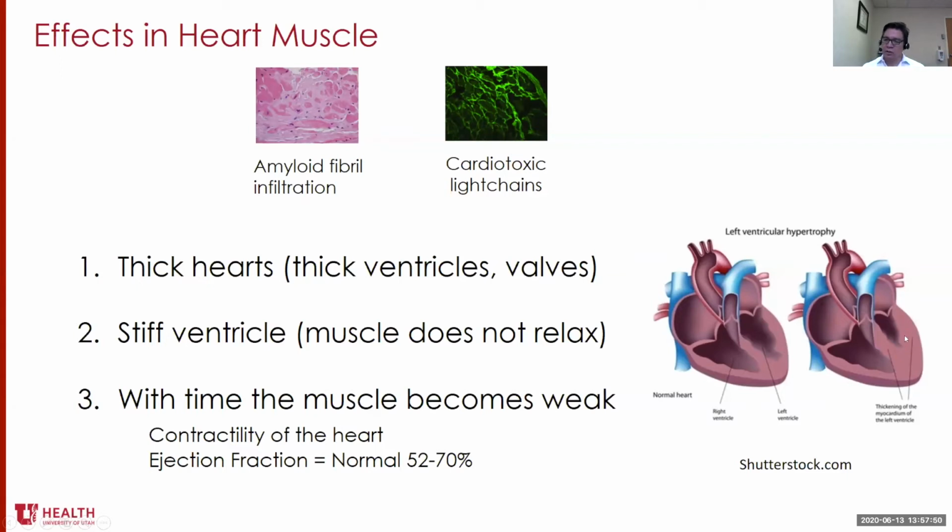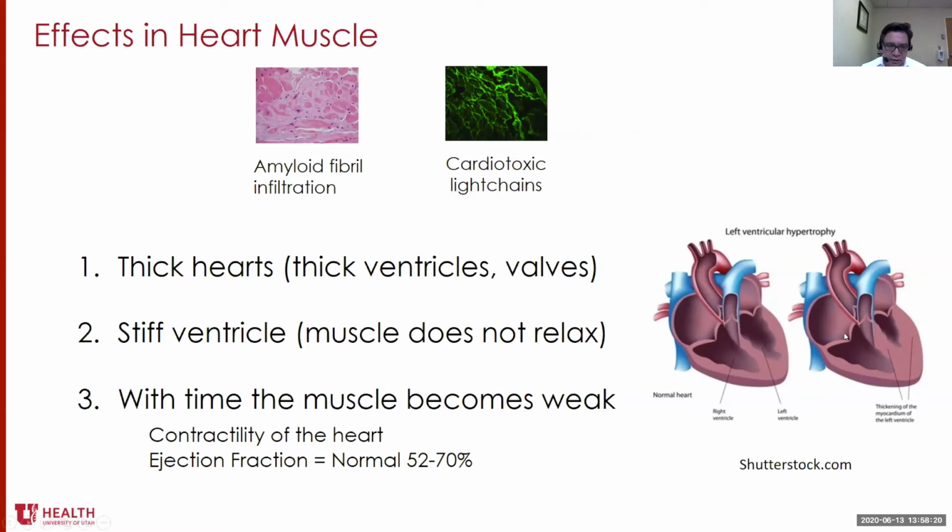Your heart becomes thicker, but it's not from muscle, actually. It becomes thicker because of amyloidosis depositing. It can also deposit in the valves. The heart has some valves that control the direction of the blood flow. These valves can also become thick from the amyloidosis deposition.